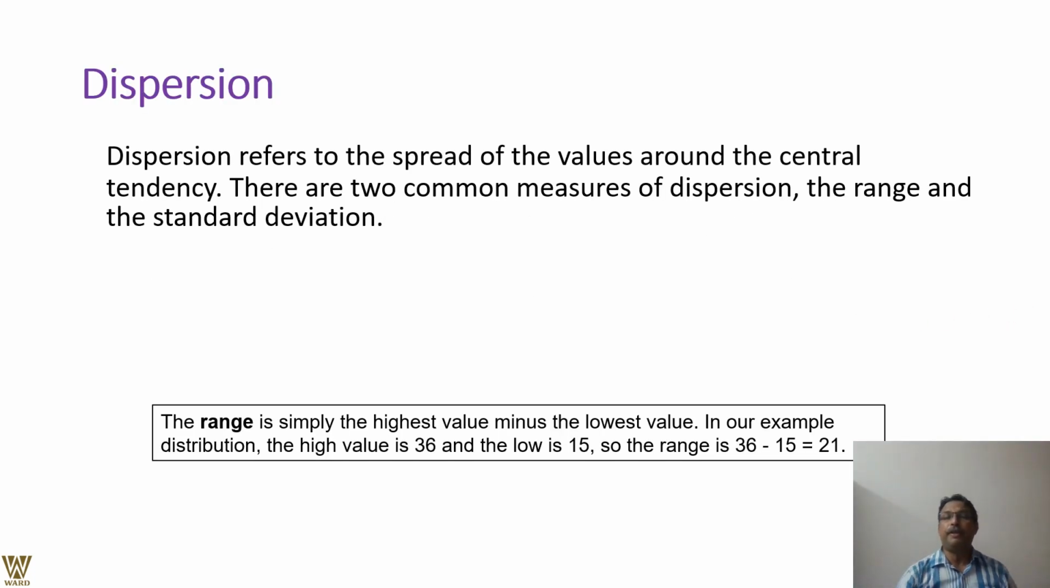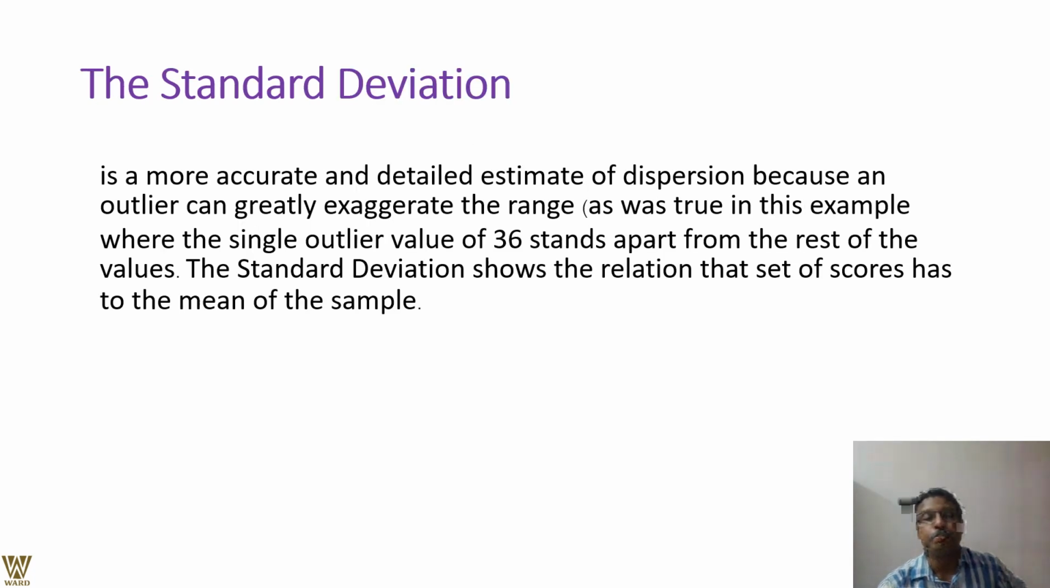Dispersion refers to the spread of values around the central tendency. There are two common measures of dispersion: the range and the standard deviation. The range is simply the highest value minus the lowest value. For example, in this distribution the high value is 36 and the low is 15, so the range is 36 minus 15, which is 21. From the minimum value to the maximum value is my range altogether, and that's how the data has been dispersed.